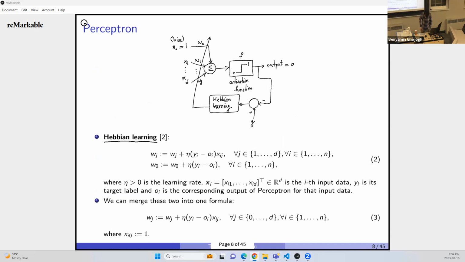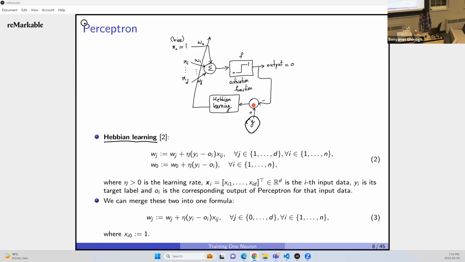So now let's go into the mathematics of Hebbian learning in Perceptron. This is the Perceptron figure. As you see, I have x1 to xd, w1 to wd as the weights, also w0 and x0 equals 1 for bias. Now I sum them up and feed them to some activation function, here binary. The output, I call it o. Then I get the output and compare it with some label. In Perceptron, I have some label.